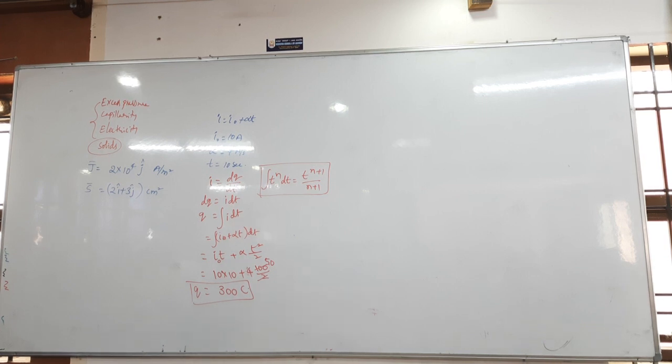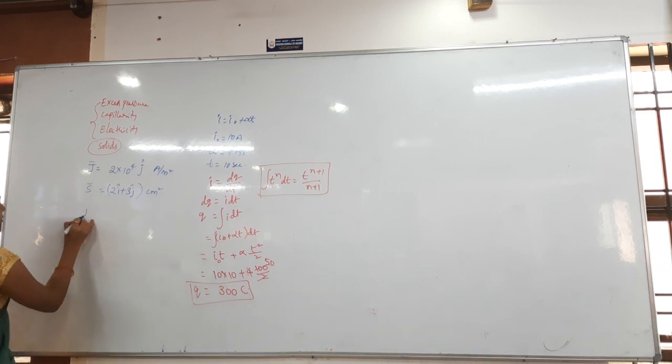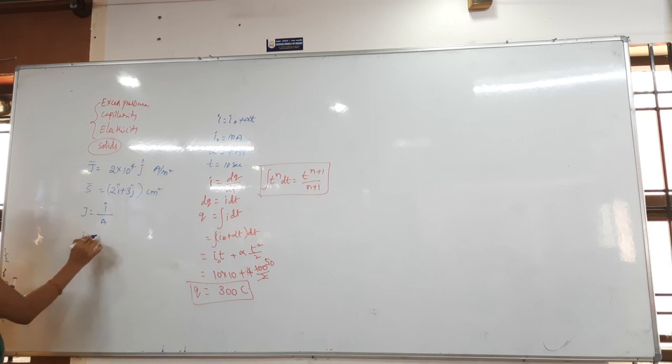Directly, what product do you have to take? Dot product between J and A. I showed you already yesterday. J is equals to, what is the formula for us? J is equals to I divided by A. Then I is equals to J dot A, J bar dot A bar.